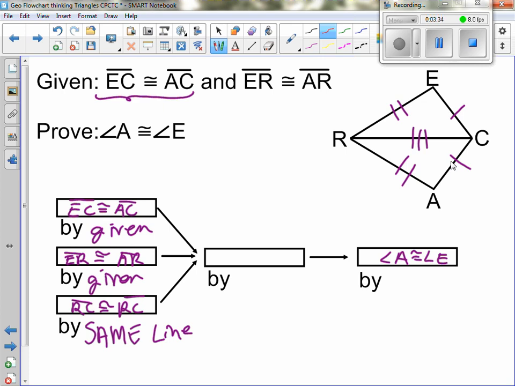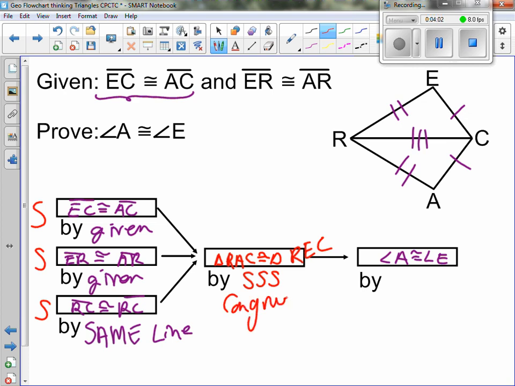What do we have? We have a set of sides, a set of sides, and a set of sides. So I can say that triangle what? So RAC would be congruent to triangle what? REC, yes. By what? Side, side, side, and we can really put in congruency theorem. But side, side, side would be enough for me.